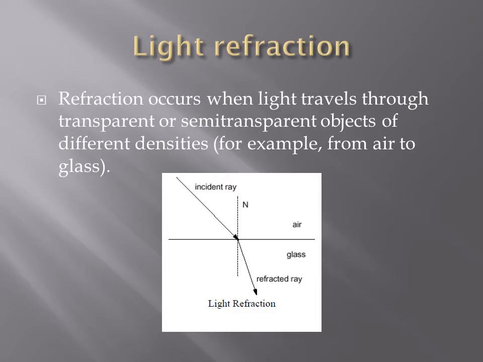So what is refraction of light? Refraction occurs when light travels through transparent or semi-transparent objects of different densities, like from air to glass, from air to water, from water to air, from denser to rarer medium, from rarer to denser medium.